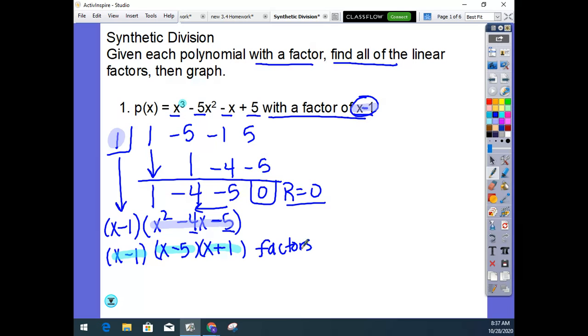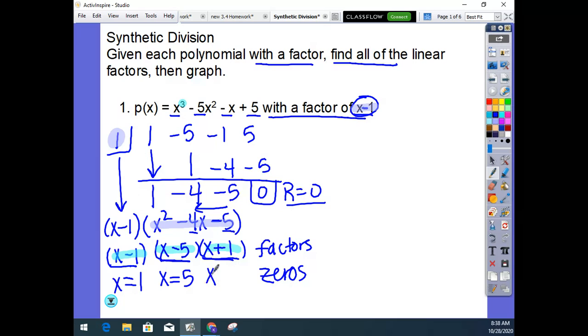These are my factors. Now, in order to graph, the next thing you need to find are the zeros. The zeros are the values that make each factor equal 0. What value of x makes x minus 1 equal 0? X equals 1. What makes x minus 5 0? X equals 5. What makes x plus 1 0? X equals negative 1.